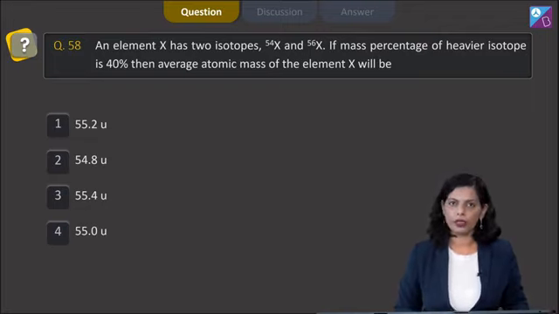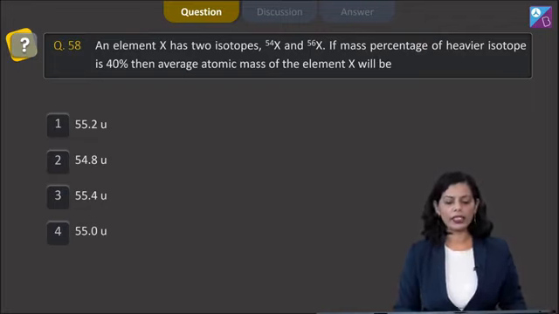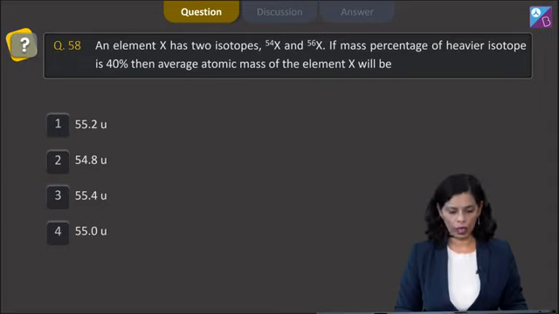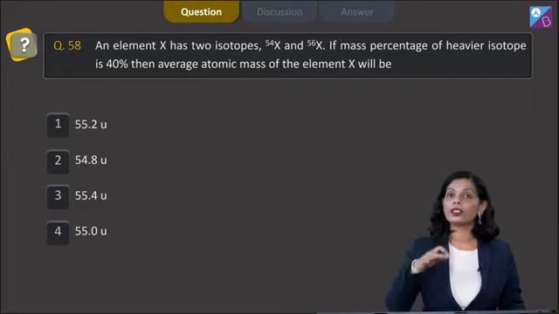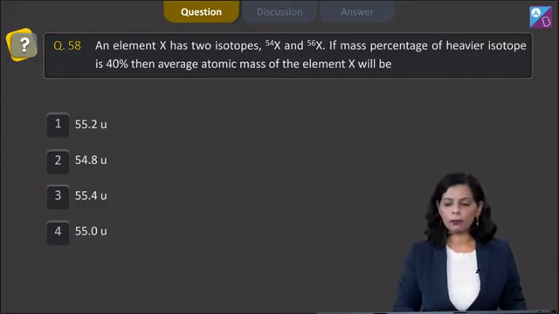Okay, now question number 58. An element X has two isotopes, 54X and 56X. What are these 54 and 56? These are the atomic masses of these two isotopes. If the mass percentage of the heavier isotope is 40%, mass percentage or the abundance you can say, then the average atomic mass of the element X will be.